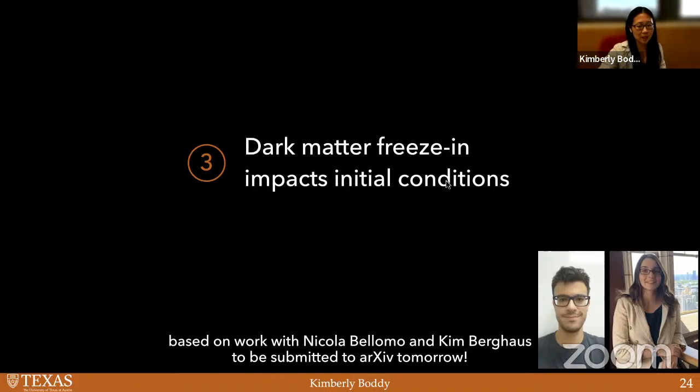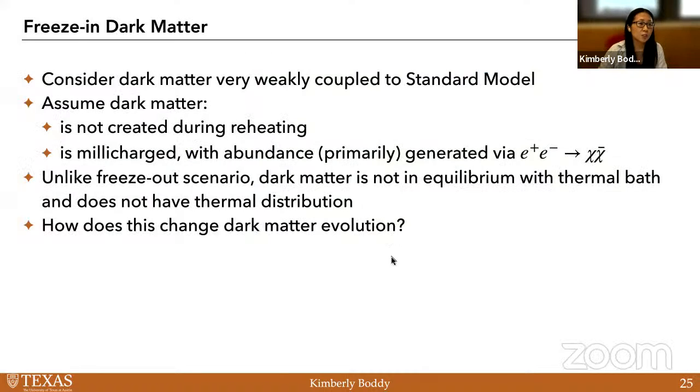So this is talking about a very different type of dark matter scenario, but still looking at interactions. And the summary point of this section is that dark matter freezing in impacts your initial conditions for dark matter. So for dark matter freezing in, what are we doing here? We are considering a dark matter particle, and it's going to be very weakly coupled to the standard model. So forget everything that I was talking about before that had really strong couplings to the standard model. This is very, very weakly coupled.